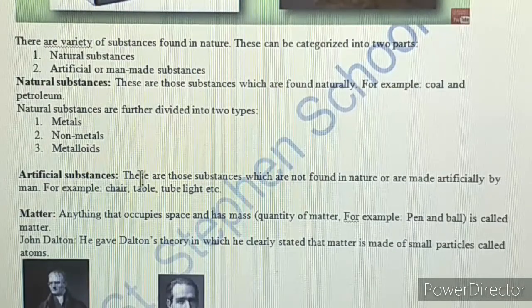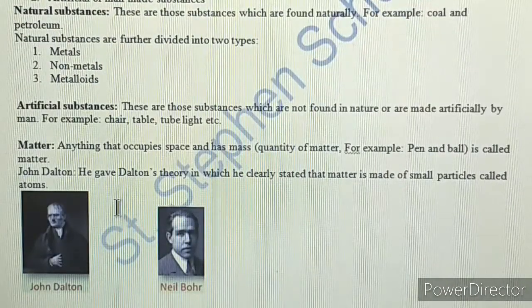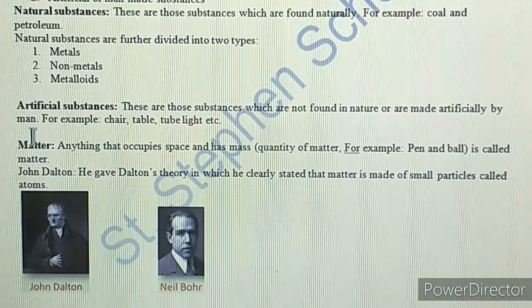Now, artificial substances, definition is again very easy, that those substances which are not found in nature and they are made artificially by man. Examples are what? Chair, table, tube light. All those things are what? Artificial substances. Now, when we are talking about all these things, the one thing which comes to us, that these things which are around us, what are they called? They are called actually, children, matter.